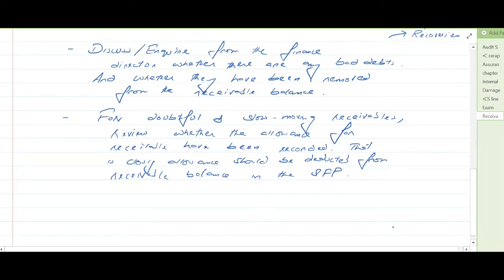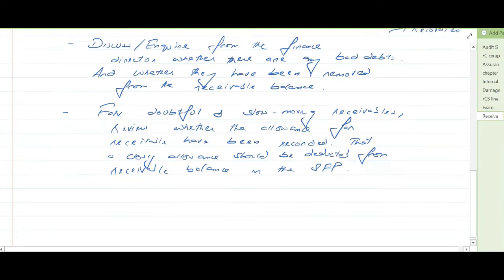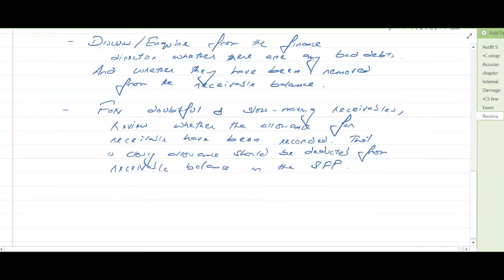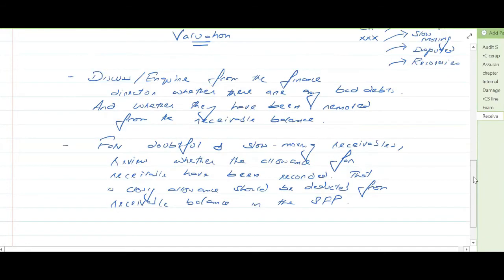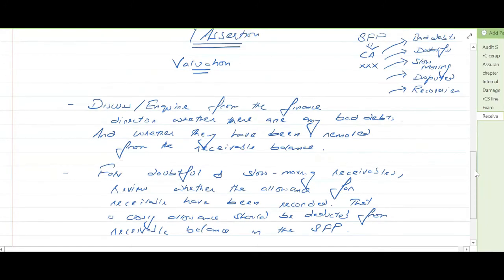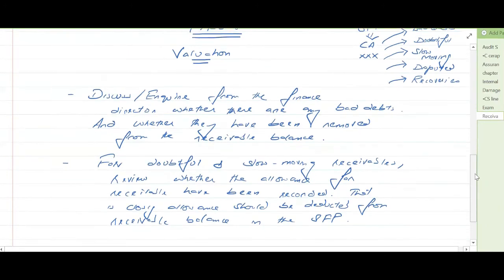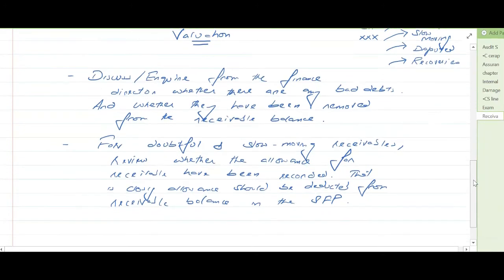And I'm telling you again and again, if you want to make sure that you are a good auditor, then you should have a grip on the accounting. Now, I have written the procedure regarding the bad debts. I have also written the procedure regarding slow moving and doubtful receivables.